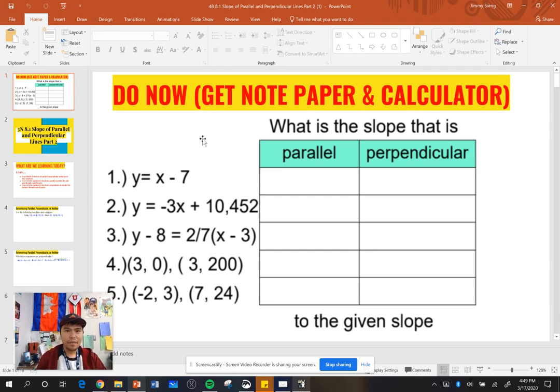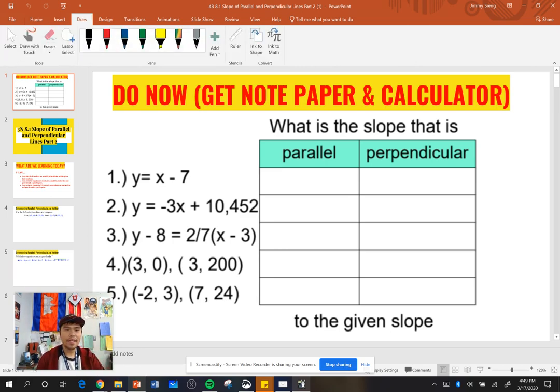All right, so let's get started with the do now, okay? Looking at this one, we're gonna do the same thing as the last part of the wrap up. What is the slope that is parallel and perpendicular to the given slope of number 1, 2, 3, 4, and 5? Again, we need to find the slope for those and then find what's parallel and perpendicular. So let's look at number 1.